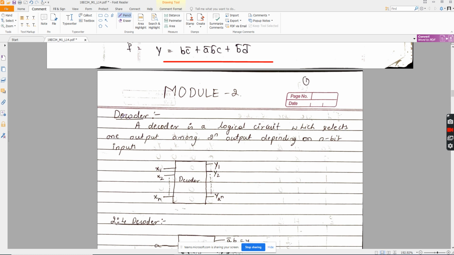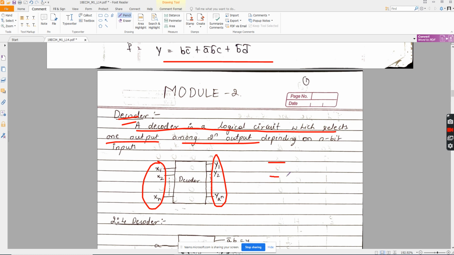So decoder. A decoder is a logical circuit which selects one output among 2 raised to n outputs. Here there are n inputs, and there are 2 raised to n outputs. So what is a decoder? The name itself tells it decodes. Means what? There are n inputs, and the output will be 2 raised to n.